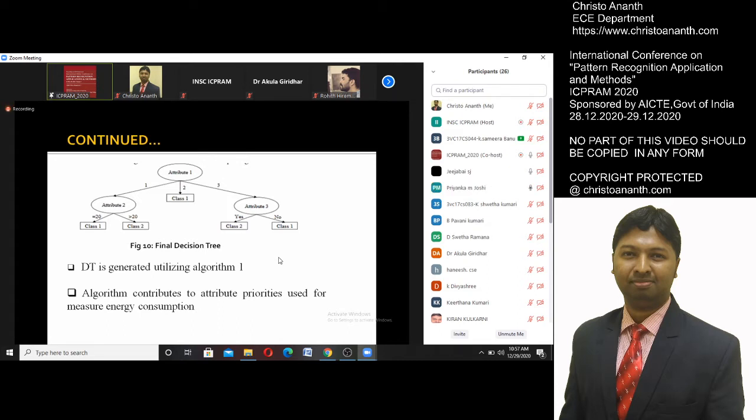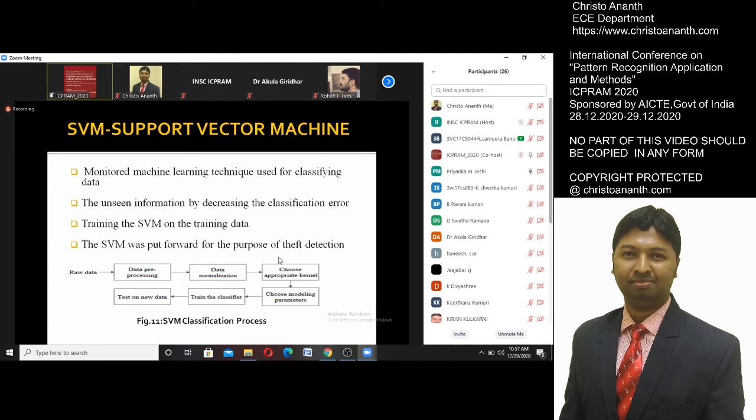So now let us move to the SVM classifier. SVM is a supervised machine learning method which is used for classification of data. The primary goal of using SVM is to classify unseen data accurately by minimizing the classification error using a decision function. This is achieved by training the SVM on the training data and afterwards using it to predict the output class of the unseen data. In the figure given below, there is the SVM classification process.